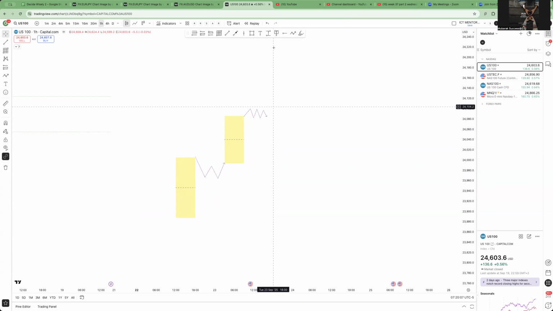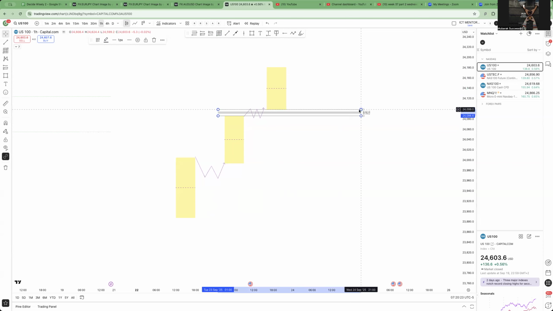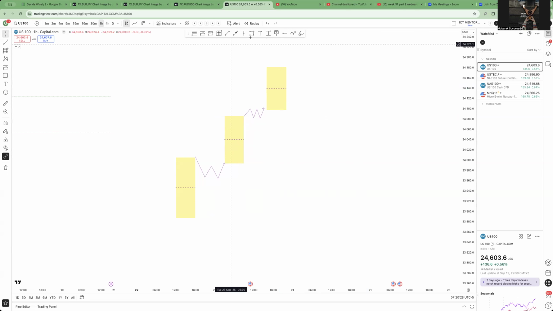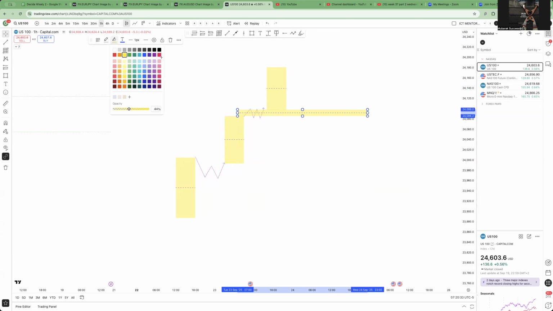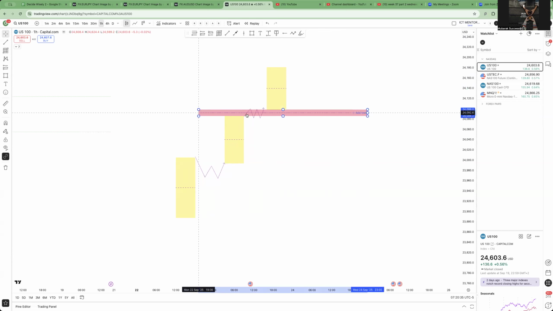And all of a sudden, we have this. I believe, this is my belief, this region, I can just do this. I like yellow because I don't like it, so it helps me to see things, but I can change the color. I believe this red line is the inefficiency and it's a fair value gap.